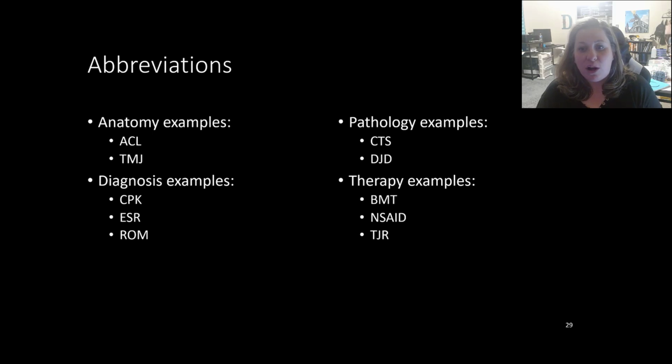Some pathology examples are CTS, carpal tunnel syndrome, DJD, which is degenerative joint disease. Some therapy examples, BMT, which is the abbreviation for bone marrow transplant, NSAID are your non-steroidal anti-inflammatory types of drugs. And then we have TJR, which is going to be total joint replacement.